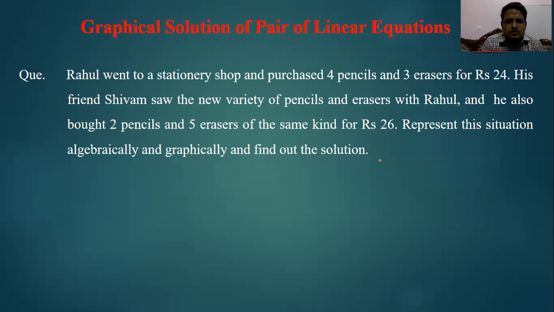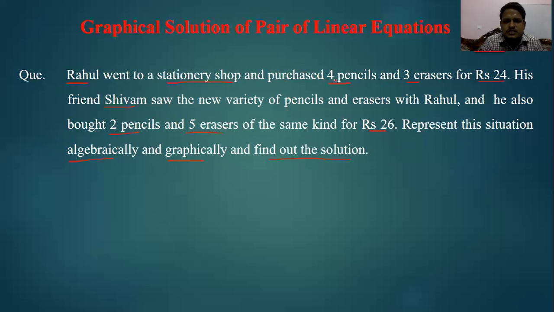So now what does the question say? The question says that there are two friends, Rahul and Shivam. They both went to a stationery shop where Rahul purchased 4 pencils and 3 erasers for rupees 24, and Shivam purchased 2 pencils and 5 erasers for rupees 26. Now we have to represent all this situation algebraically as well as graphically, and we have to find the solution. Okay, so now let's do the solution for this question.